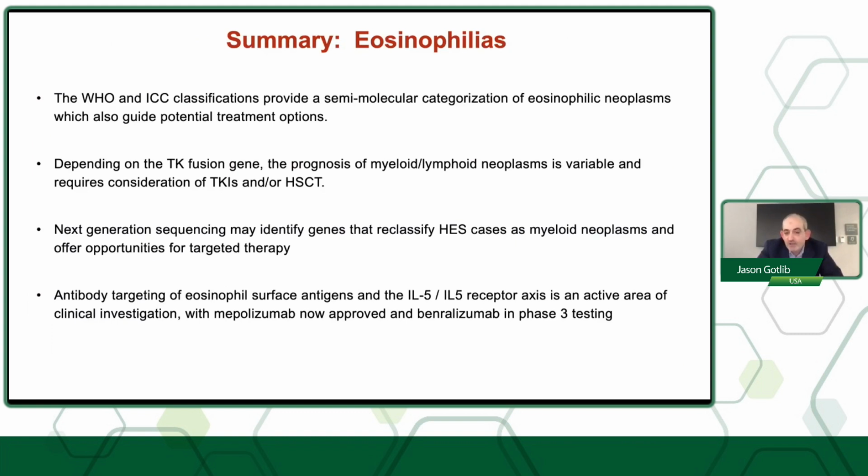And then finally, we now have a class of drugs targeting the interleukin-5 or interleukin-5 receptor axis. And these are drugs that can be very effective, for example, in hypereosinophilic syndrome. And benralizumab is now in phase 3 testing, and it's quite possible that in the next few years it will also receive regulatory approval.